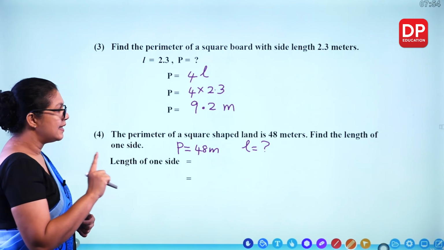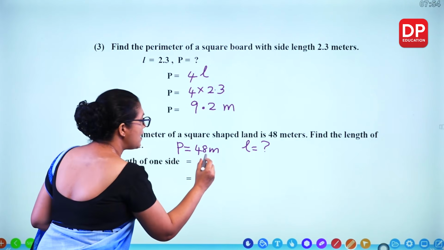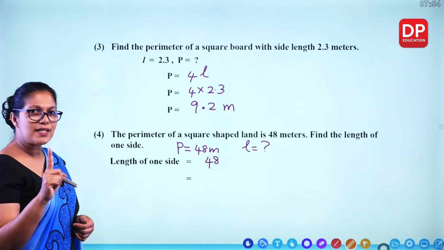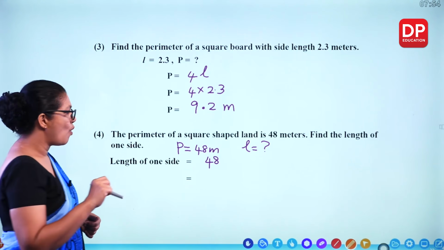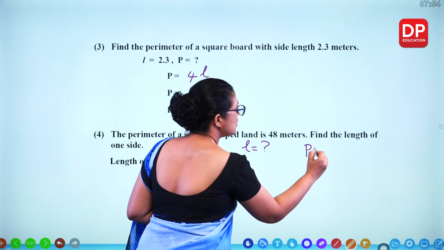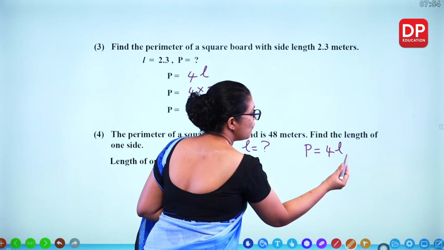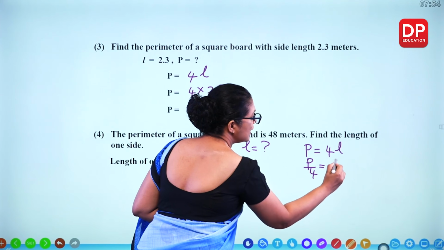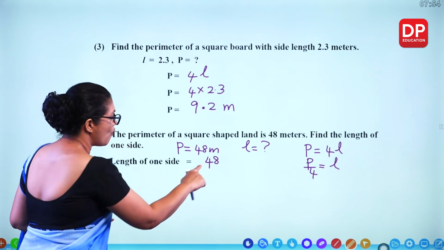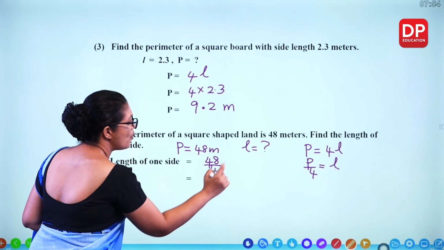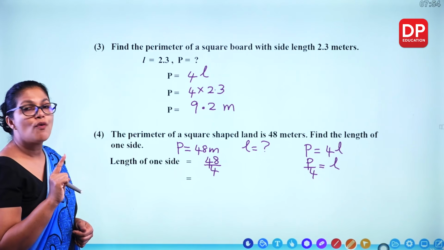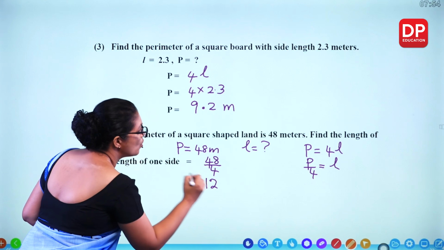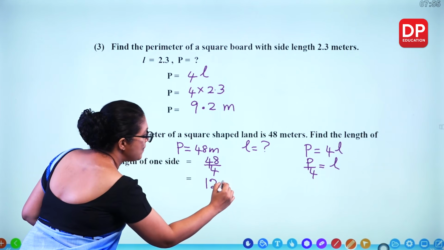L is, the total perimeter is 48. How do you find one side? You have to divide by 4 because P equals 4L. If you want to find L, you divide by 4. So P divided by 4. 48 divided by 4, you get the length of one side. 4 times 1, 4 and here 2. 12 meters.